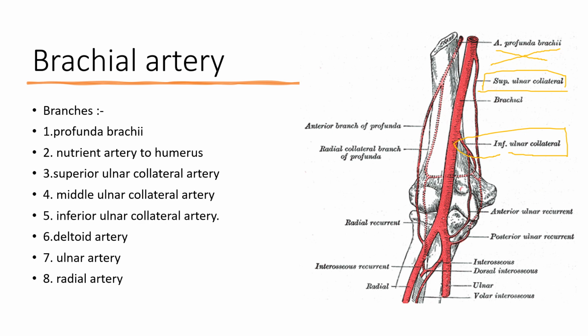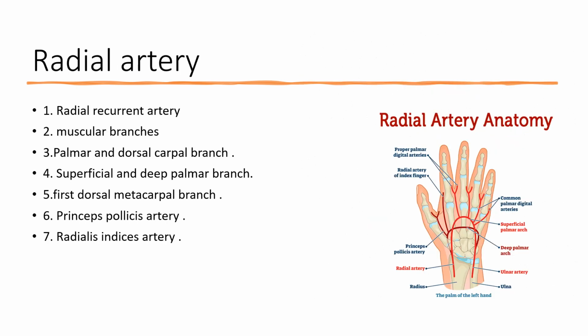Then we have the two terminal branches of the brachial artery at the cubital fossa, which are the ulnar and the radial artery. Okay. Now, let us talk about the radial artery. This artery has in total 7 branches, of which the first is the radial recurrent artery, which is again not shown in this diagram.